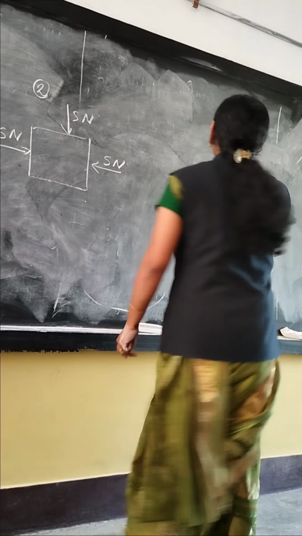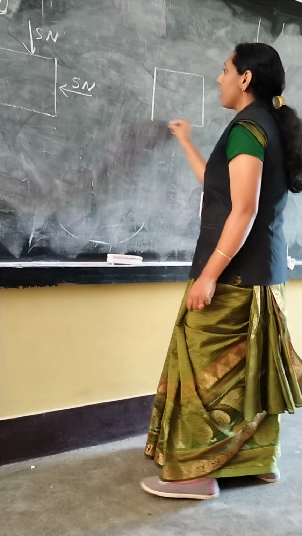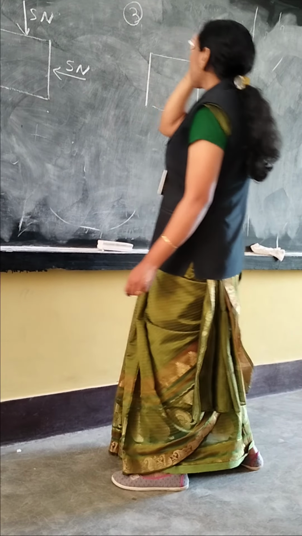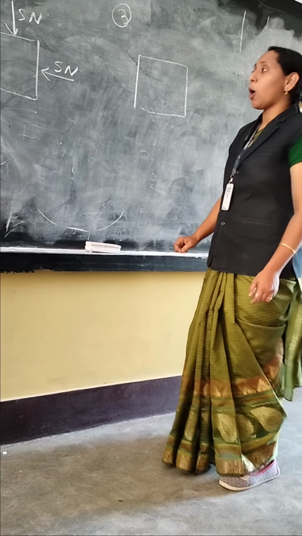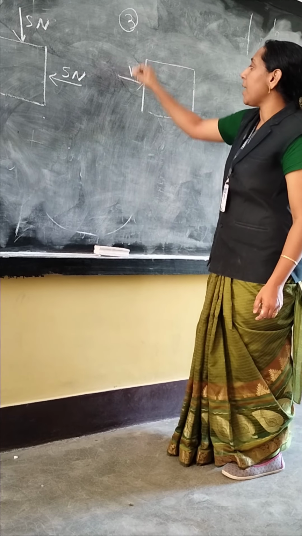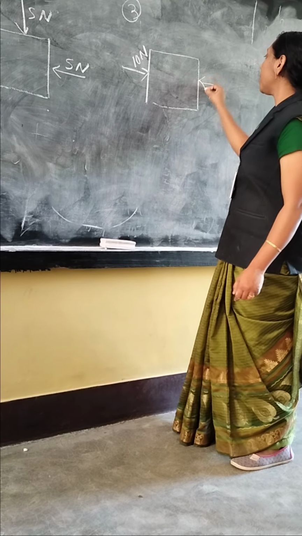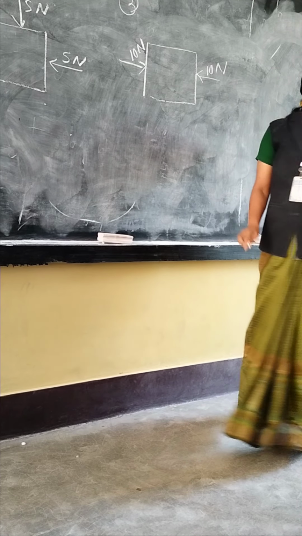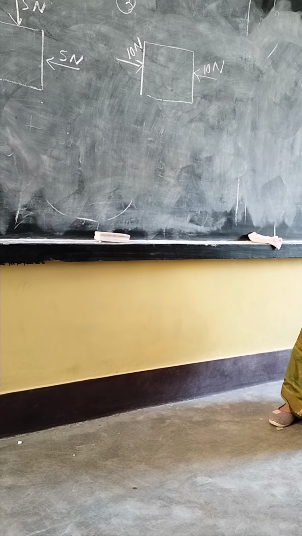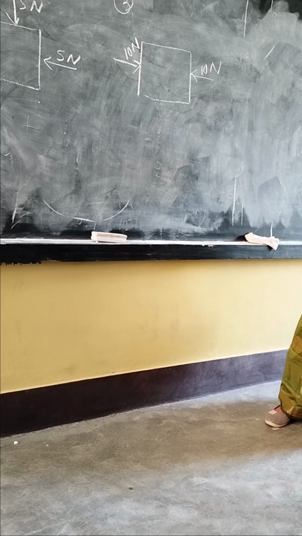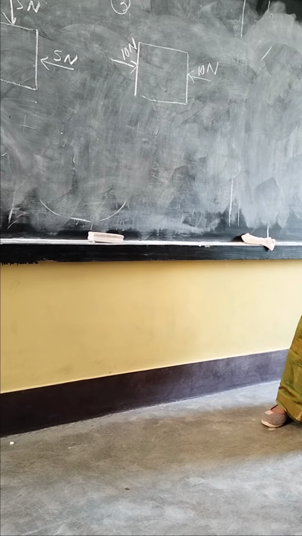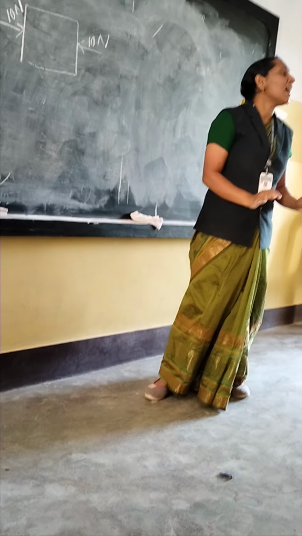Listen here. I am considering an object. Case number 3. The object experiences 10 Newton here and 10 Newton here. What is the resultant condition of the body? Zero. The body is at rest condition. Final force equal to 0. Resultant equal to 0. The body is in rest condition.